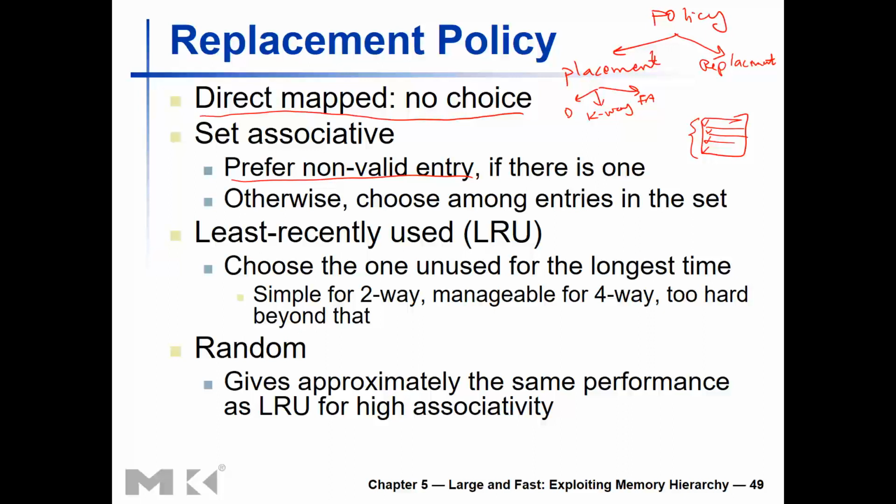Now there are two different policies. Least recently used. So let's say, for example, this block was used at 9 o'clock a.m.